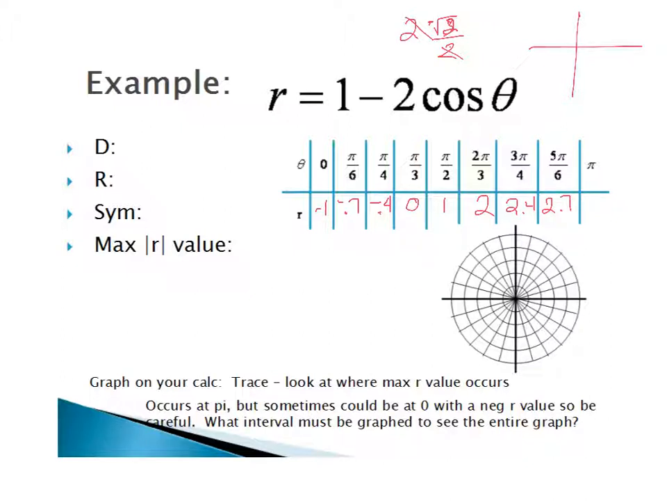Let's try one more, and then I'm going to start plotting and seeing what happens. Let's plug in pi. Over here at pi, the cosine value is negative 1. Okay, that's negative 1. 2 times negative 1 is negative 2. 1 minus negative 2 is really 1 plus 2. And I'm at 3. Okay, that's a lot of different numbers.